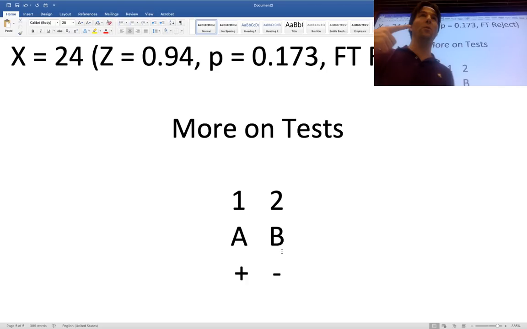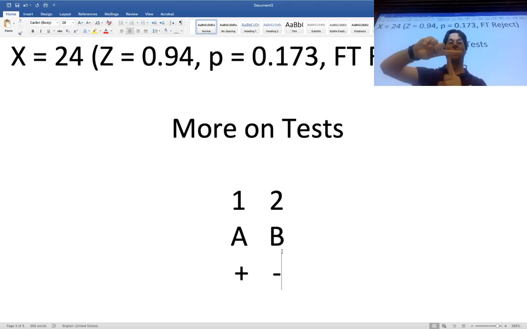Now if the null is true, remember, what two conclusions do we come to in the null? We either reject or fail to reject. Now, in a type 1, the null is true. What would be wrong to do to the null?